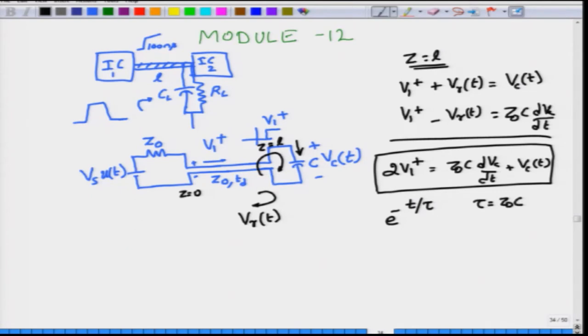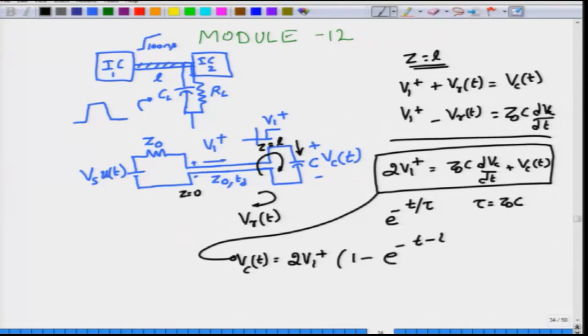And therefore, the solution that you are going to get would eventually be equal to 2V1 plus, because that is the final value that you are going to have. The final value as calculated, please remember, would be equal to Vs, and because V1 plus was Vs by 2, twice V1 plus will be Vs itself. So, the full solution for this equation, the capacitor voltage Vc of t as a solution of this ODE, will be 2V1 plus into 1 minus e power minus (t minus Td) divided by tau times u of (t minus Td).